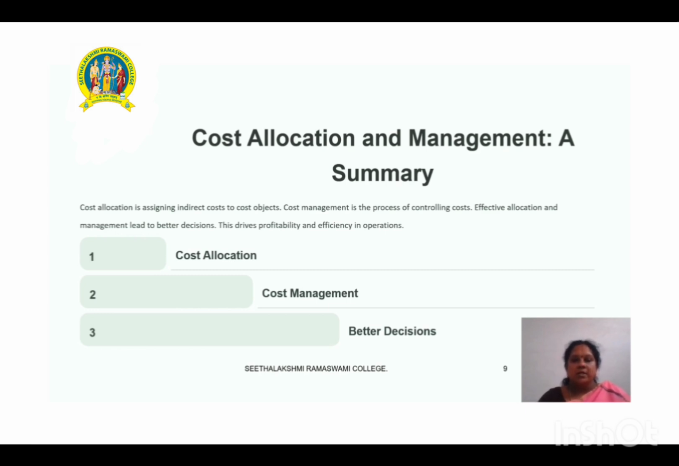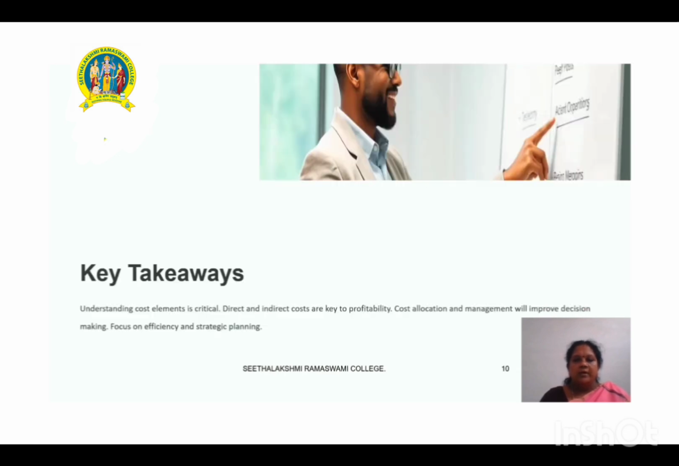Cost management: controlling costs to improve decision making and profitability. The key takeaways: understanding direct and indirect costs is crucial for profitability. Effective cost allocation and management drive operational efficiency and strategic planning. This presentation serves as a guide to understanding and managing costs effectively in a business.